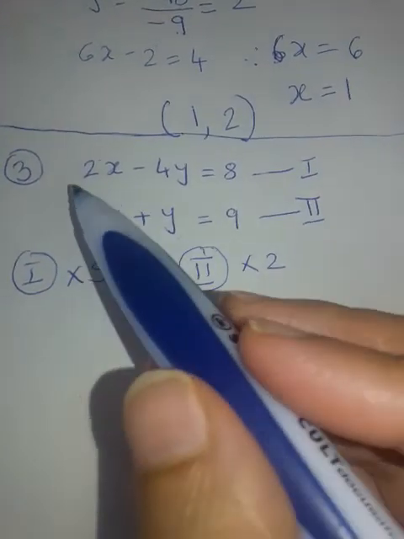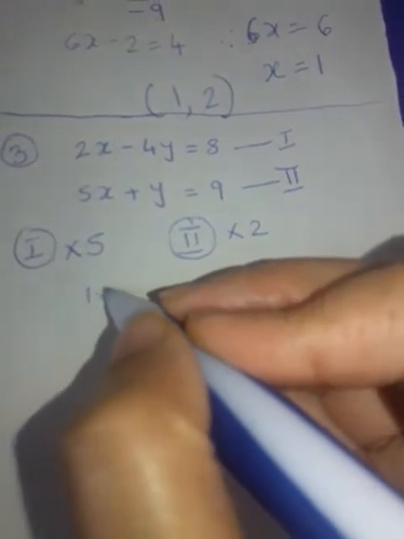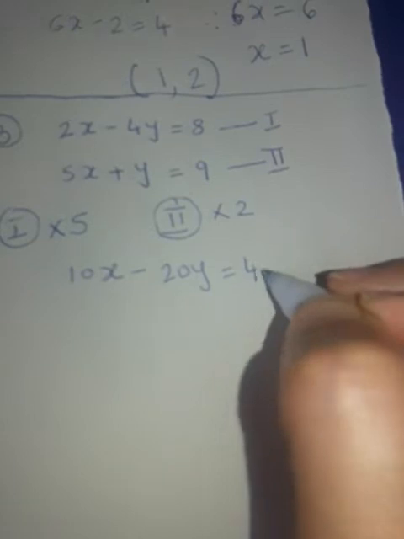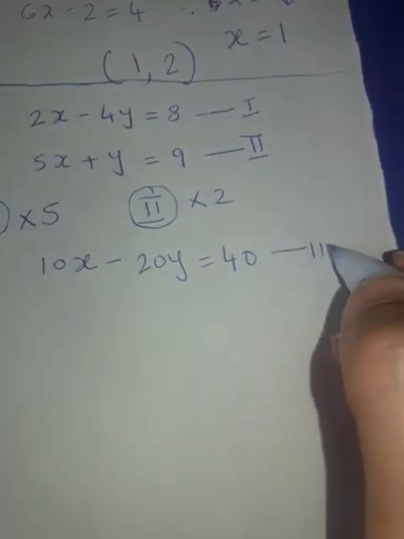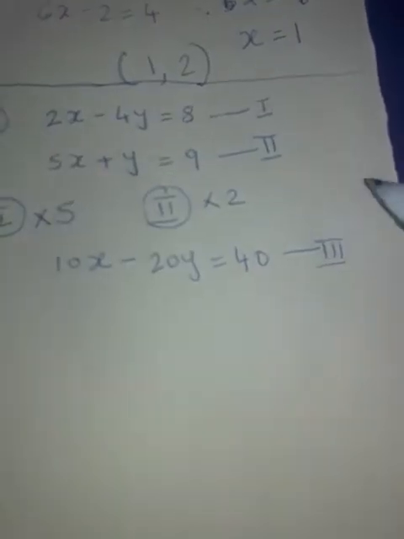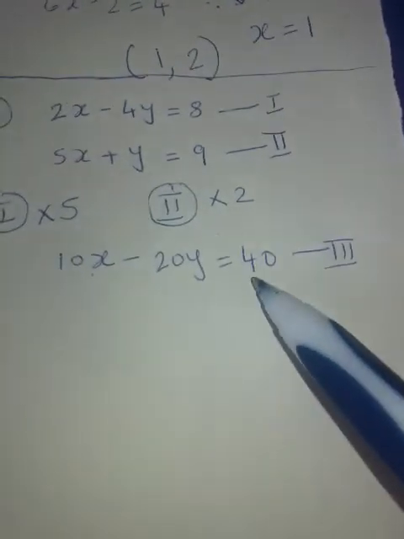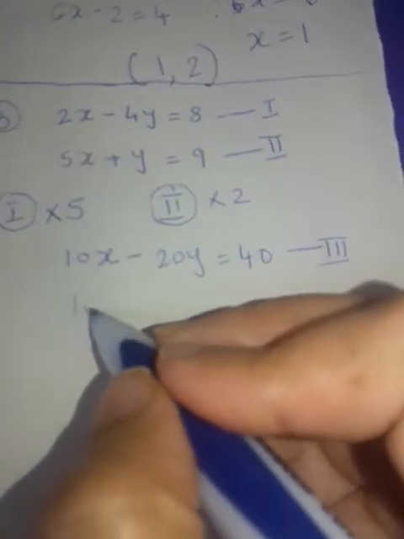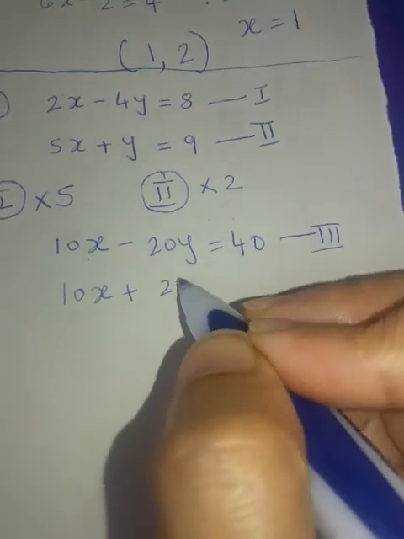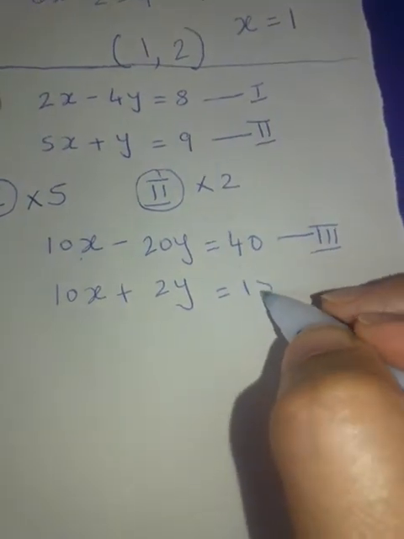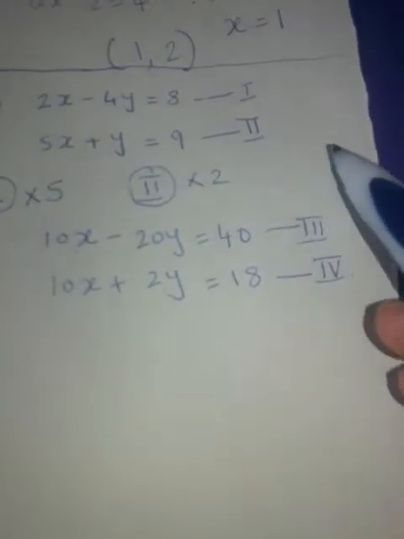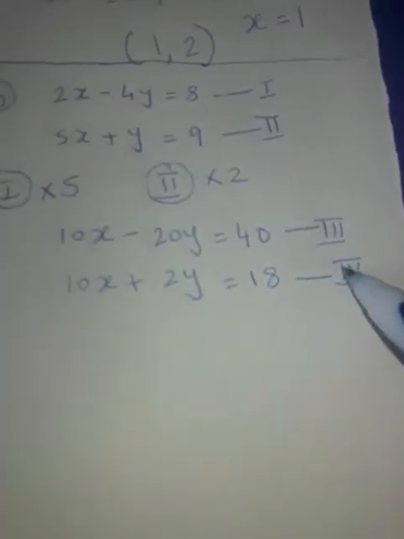So what will I get when I multiply by 5? 10x minus 20y is equal to 40. Let me call it 3. So equation 1 and equation 3 are equivalent, but I have changed the coefficients. Now multiply equation 2 by 2. So this is 10x plus 2y equal to 18. Let me call it 4. So 2 and 4 are also equivalent.